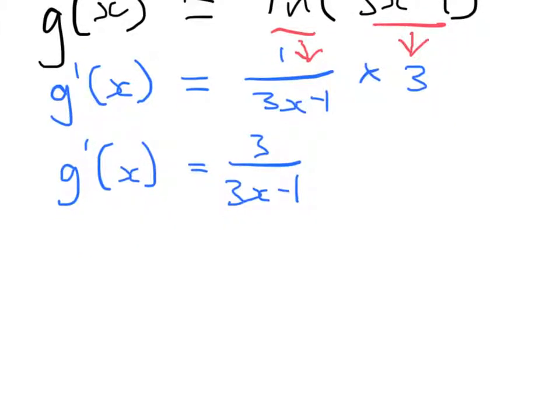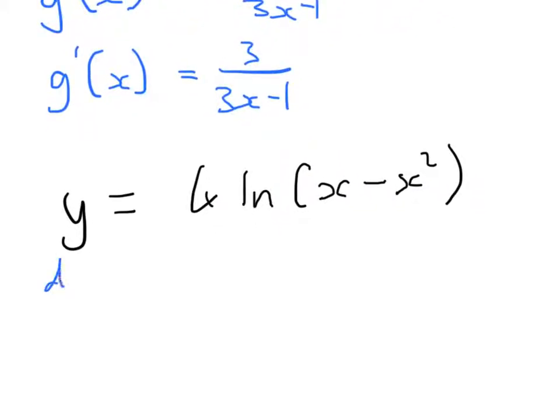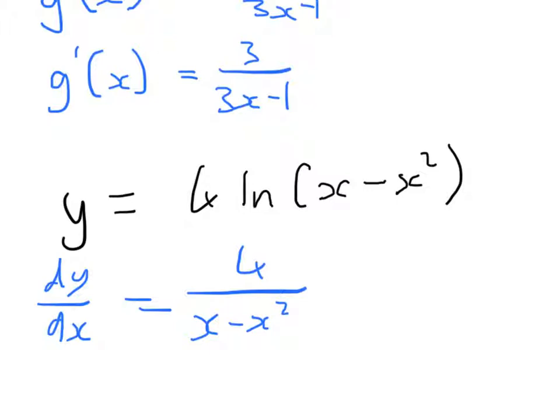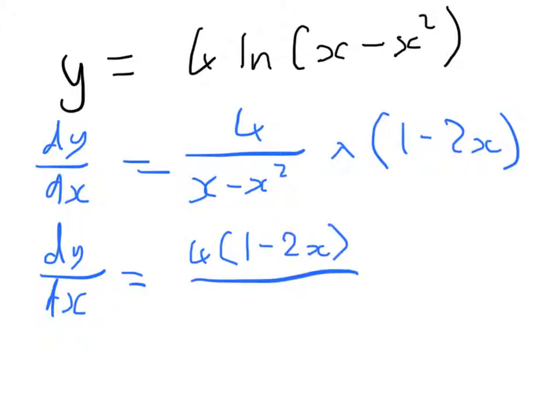Another one, if we had y equals 4 log of x minus x squared. Right, well, we do the chain rule, or the product rule. The 4 is going to disappear, so that just is going to end up on the top. So we're going to end up with dy over dx equals 4 over x minus x squared. Then we differentiate what's inside it, times 1 minus 2x. So all together, we're going to get dy over dx equals 4 times 1 minus 2x over x times 1 minus x. Right, and it's not going to get any simpler than that. So that's differentiating the natural log.